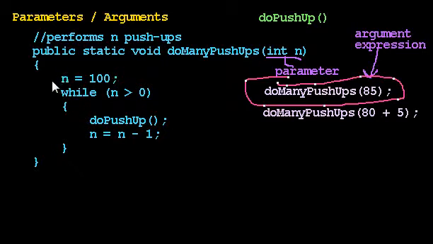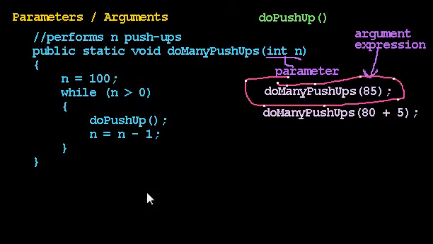Clearly, if I'm setting the value of the parameter on the very first line of the method, I'm defeating the purpose of using parameters in the first place, right? Why pass in this value n if the first thing I'm going to do is ignore the value you passed me and replace it with 100? So this method is always going to do 100 push-ups no matter what value I pass in.